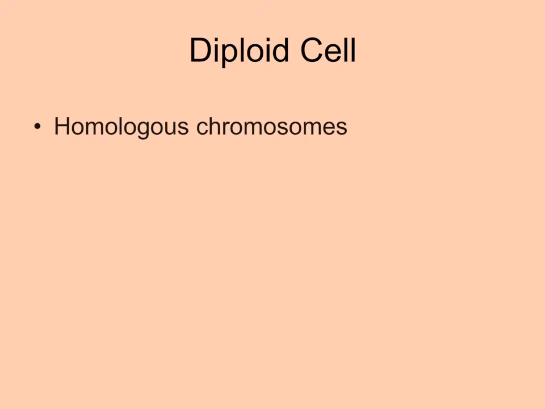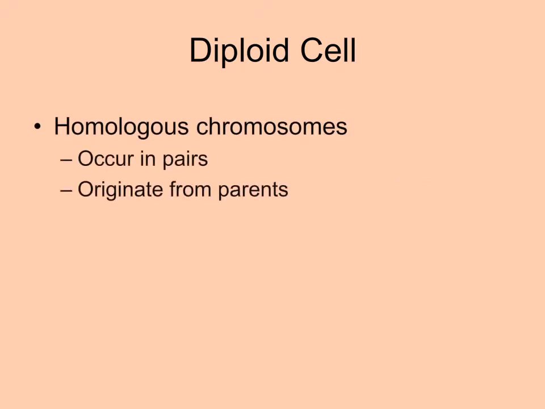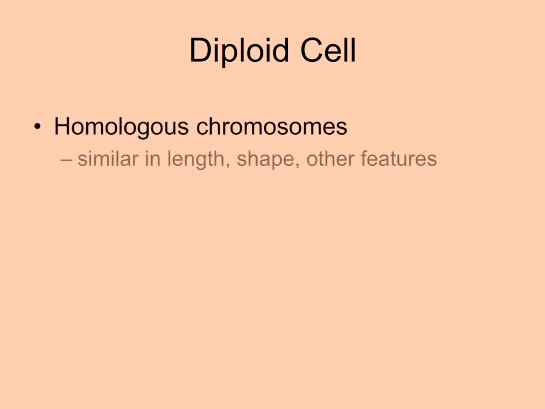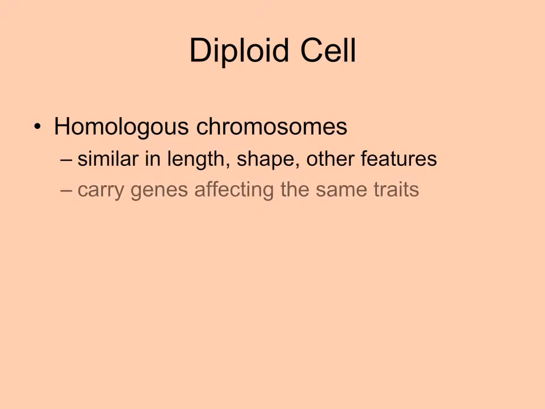Diploid cells contain homologous chromosomes. These chromosomes occur in pairs which come from the parents. For example, one chromosome from each pair comes from mom, while the other comes from dad. A pair of homologous chromosomes are similar in length, shape, and centromere location. They also have the same gene sequence.